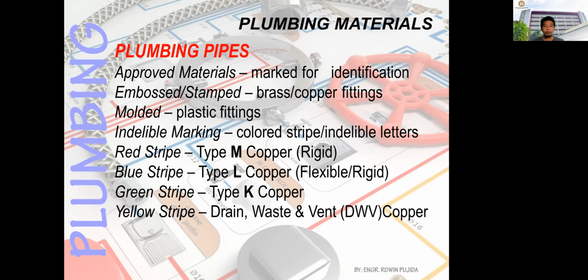And then there are also blue stripes for type L copper, and that is a flexible pipe or a rigid pipe. And also for the green stripes, that is type K copper, and for the yellow stripe, that is for the drain, waste, and vent copper. So that is DWV, drain, waste, and vent.